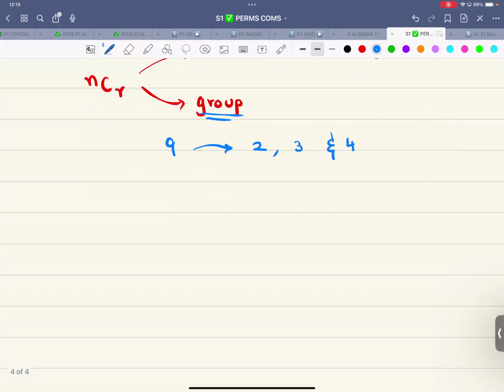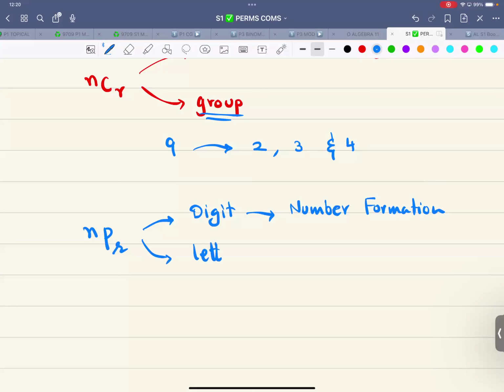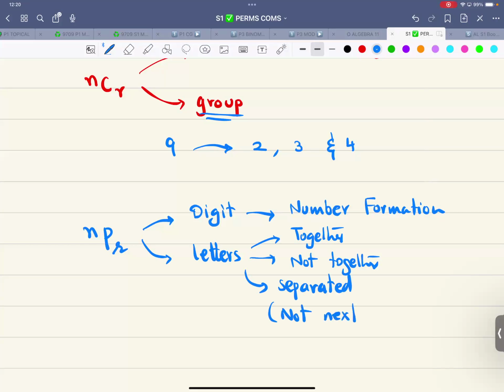When we talk about nPr, we are talking about digits and number formation: even number, odd number, greater than something, lesser than something. These are the kind of questions, because in number formation, order does make a difference. It could be about letters and their arrangement. And in those questions, it's about together and not together, and then separated. The terminology that they use is "not next to each other."